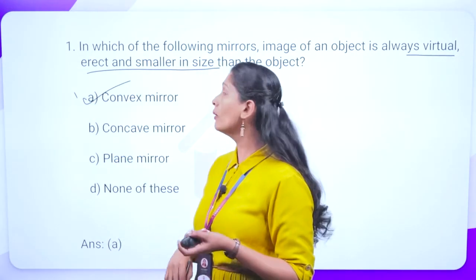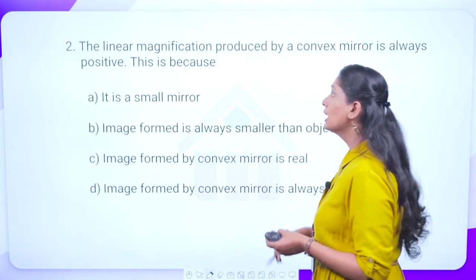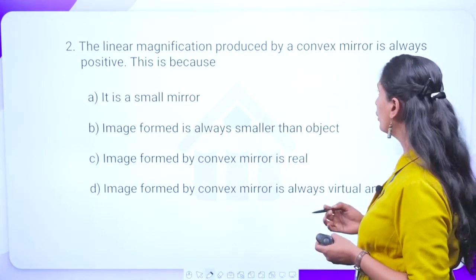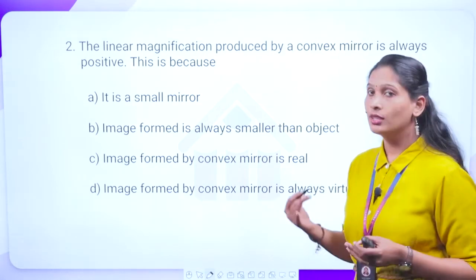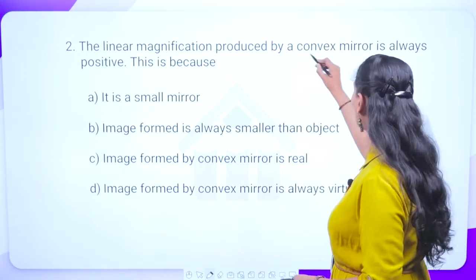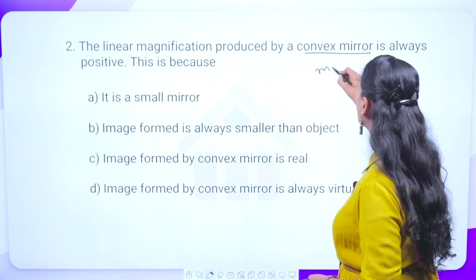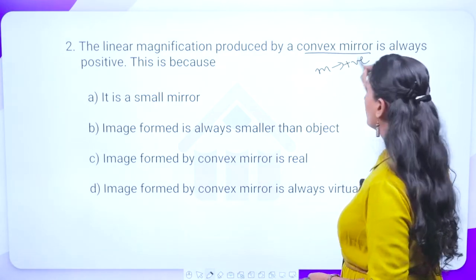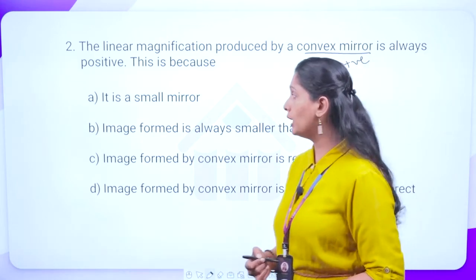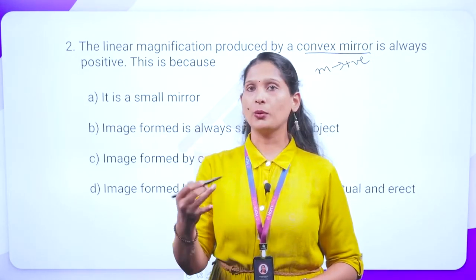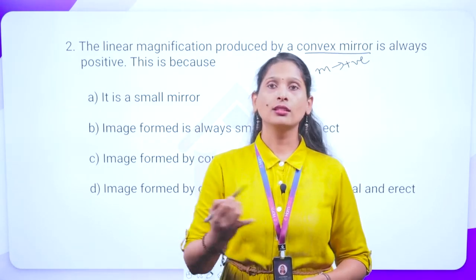Now let's see the second question. The linear magnification produced by a convex mirror is always positive. This is because for a convex mirror, M is positive. Why? Please mention the question number, then write your option.